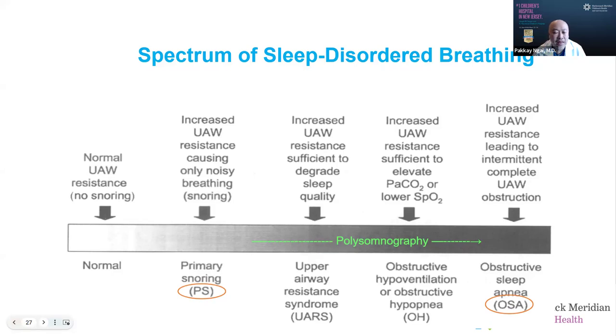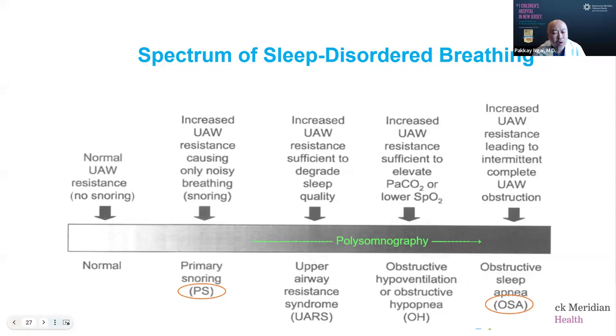Moving to the next left entity, there's obstructive hypoventilation or hypopnea, where you're not definitively apneic, but you're still having gas exchange derangements such as lower oxygen saturations or higher carbon dioxide readings. Further back is an entity known as upper airway resistance syndrome, where you're not experiencing true apnea or gas exchange abnormalities, but with the frequent arousals, you're having a decline or deterioration of your sleep quality.